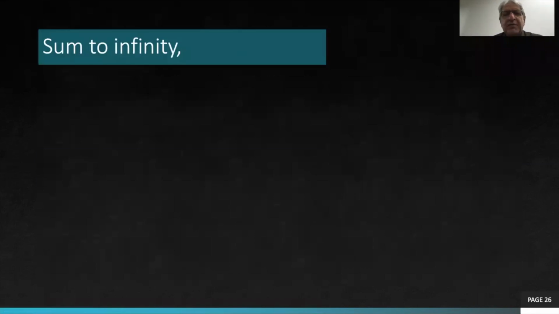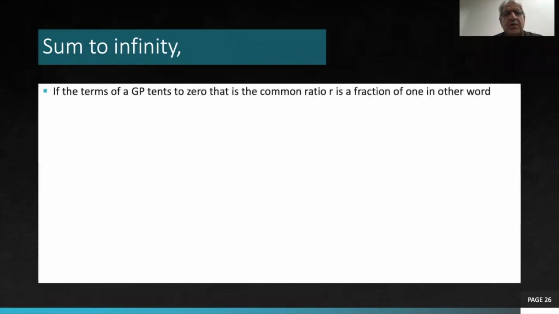That is why we discussed a lot about fractions and these things. Now, you know that if the terms of the GP sequence tend to 0, the common ratio r is a fraction of 1. That means it's between 1 and minus 1. In other words, r is between negative 1 and 1, or the absolute value of r is less than 1, or you can say the modulus of r is less than 1. Anyhow, r is a fraction, which can be positive or negative.